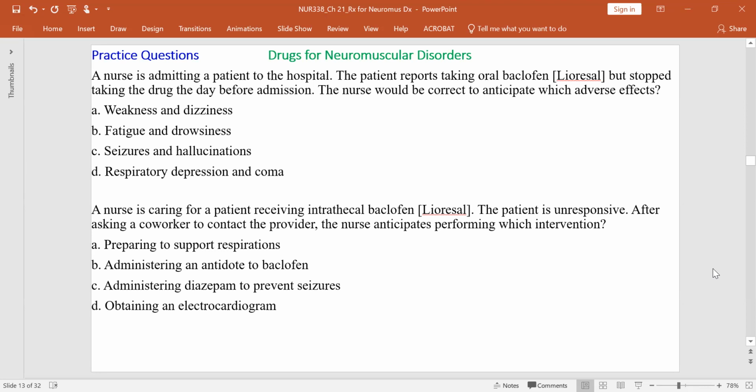Respiratory support is essential to prevent a fatal outcome. As we mentioned earlier, there is no antidote for baclofen overdose. Diazepam would not be indicated here because seizures are not a result of baclofen overdose, and it may further depress respirations. An electrocardiogram is not indicated for this patient either.